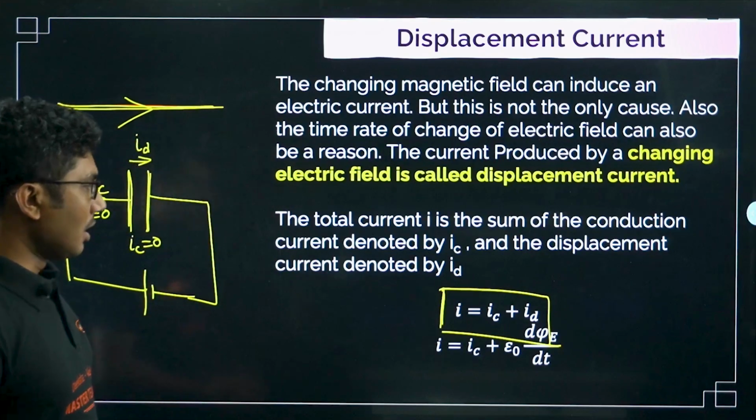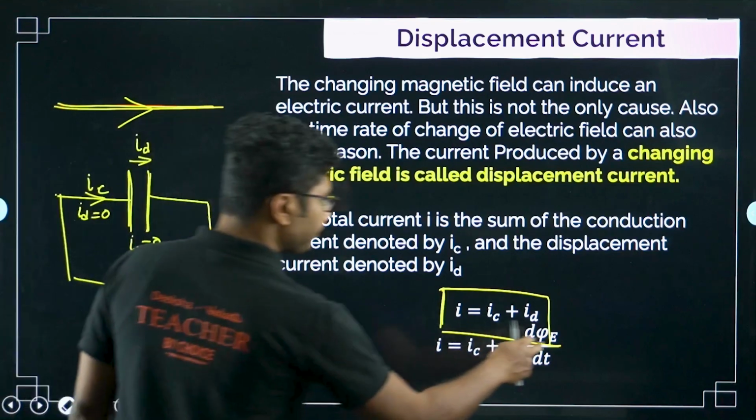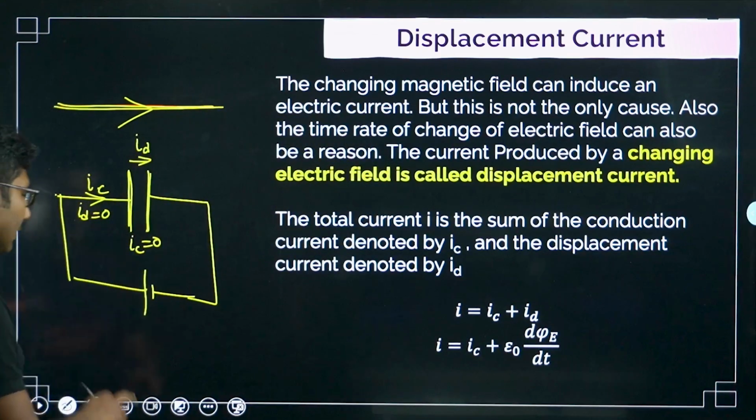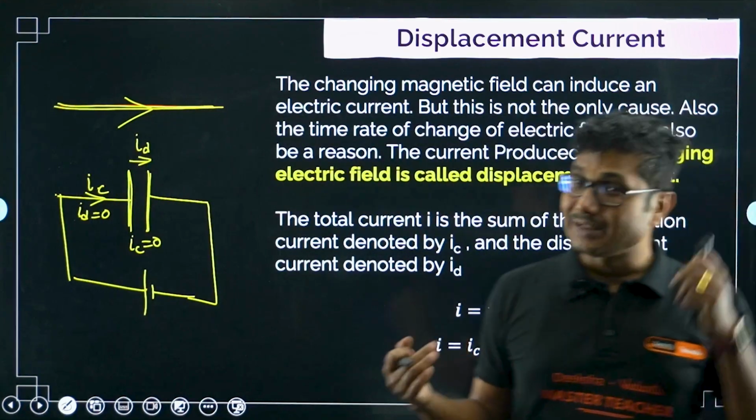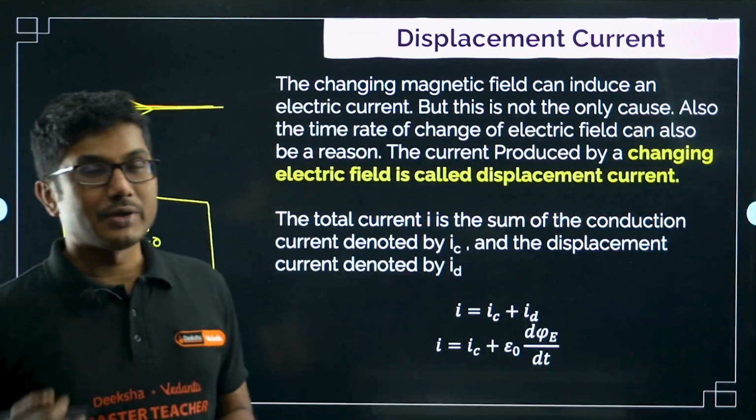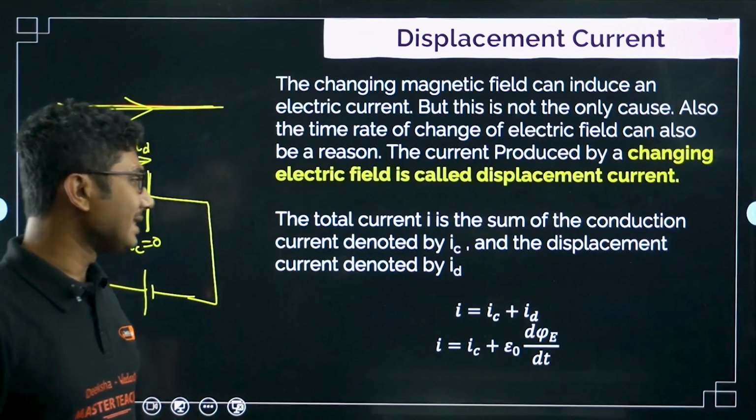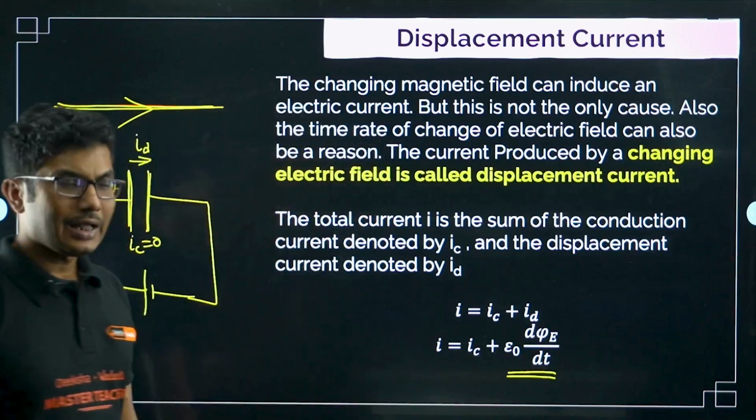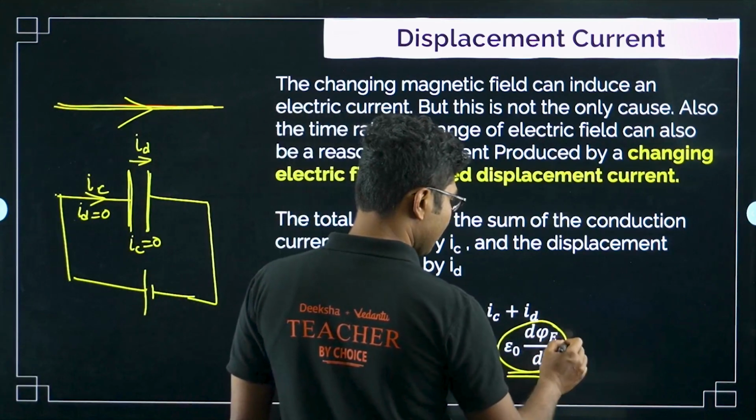Now the expression for ID is given by epsilon naught into d phi E by dt, similar to that of the magnetic field. If you remember, d phi B by dt was the induced EMF, and from there you can calculate the current based on the resistance. Here the direct formula is for current, and this term is called displacement current.